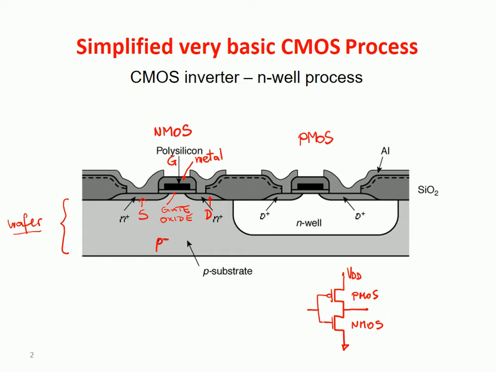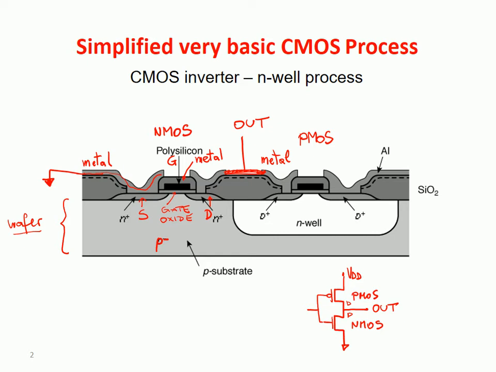This is the metal line that goes to the source, and therefore this goes to ground. And this other one is the metal contact to the drain, so it goes in contact with the drain of the PMOS, which will be this one. So in practice we will have these two contacted together, and this will be the output of the inverter.